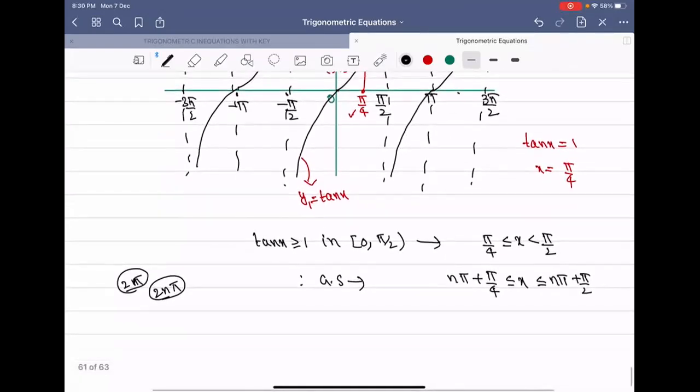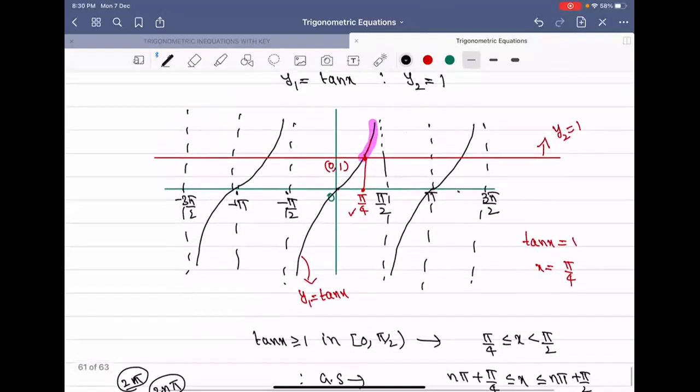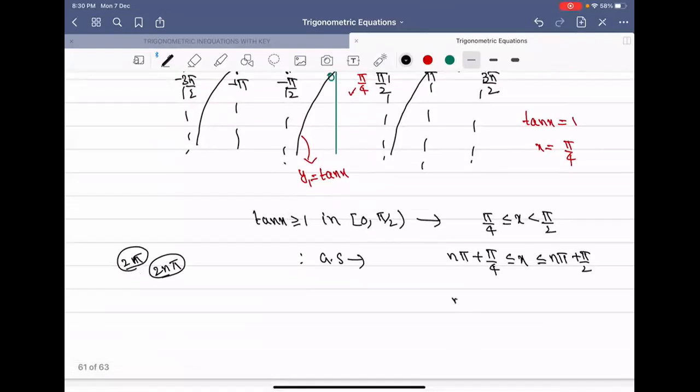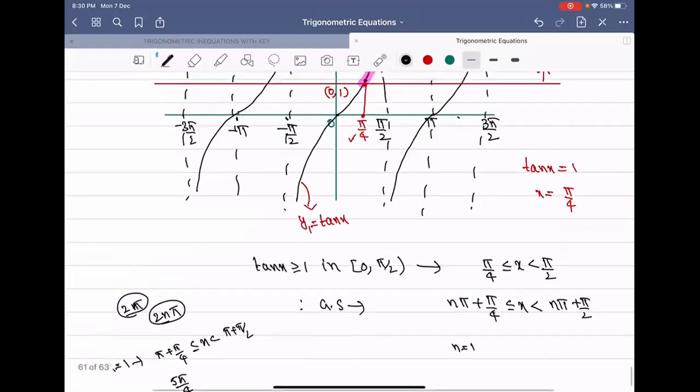See, for n equal to 0, you will get this part for this branch. For n equal to 1, we will check. What do you get? Pi plus pi by 4 is less than or equal to x is less than pi plus pi by 2. Here, equality is there only at pi by 4, not on the right-hand side. If n is equal to 0, pi by 4 to pi by 2, we have already seen in our graph.